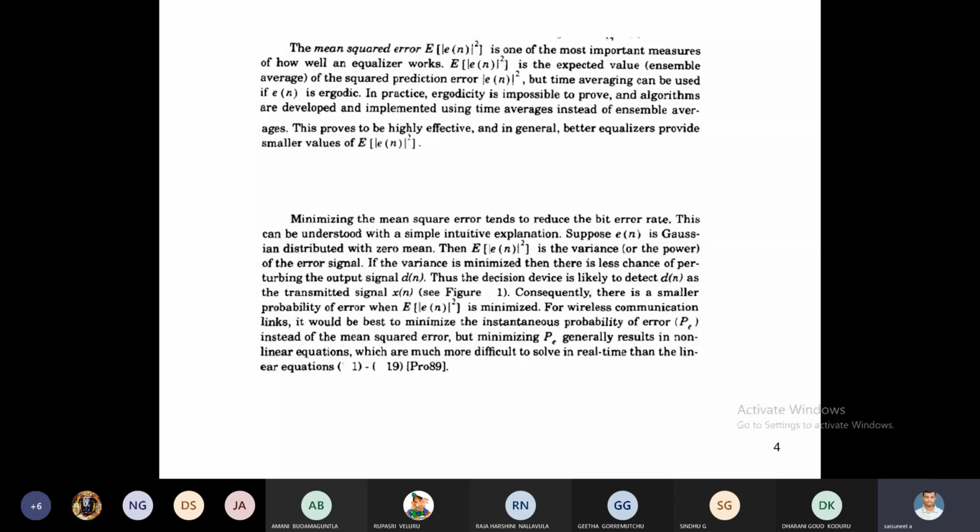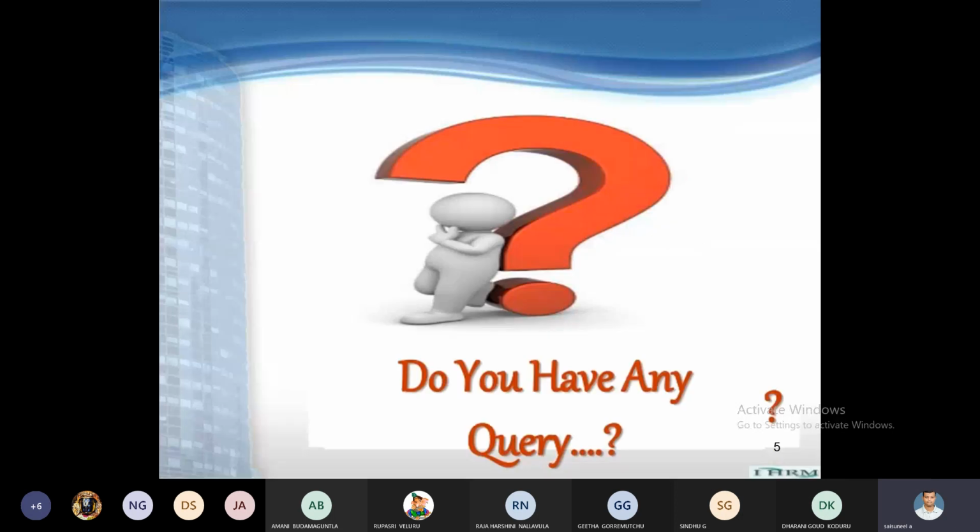To remove this mean squared error, we have to apply equalizers. This is about equalizers in a communication receiver. How to expect the value?